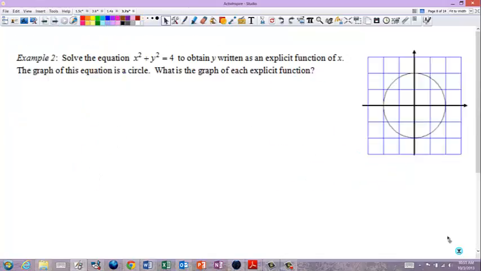To solve the equation x squared plus y squared equals 4 to obtain y written as an explicit function of x. The graph of this equation is a circle. What is the graph of each explicit function? That just basically means solve for y.